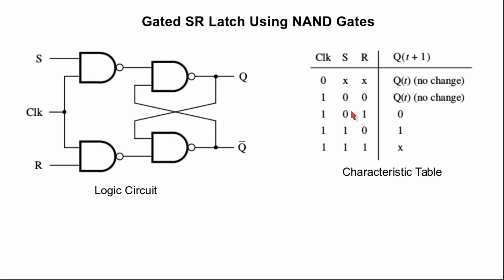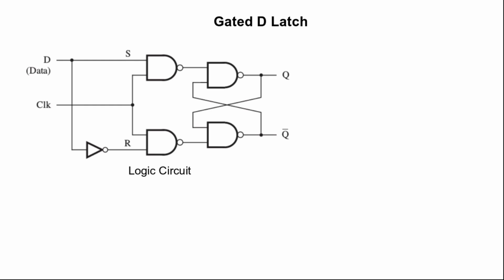In case of basic SR latch, the NOR gate and the NAND gate implementations are opposite, but in case of gated SR latch, both the NOR gate and the NAND gate implementations are the same. So when R is equal to 1, S is equal to 0, we go to the reset state, and when clock is equal to 1, S is equal to 1 and R is equal to 0, we go to the set state. And clock equal to 1, S equal to 1 and R equal to 1, this is an invalid state input. So this is the characteristic table for the gated SR latch using NAND gate.